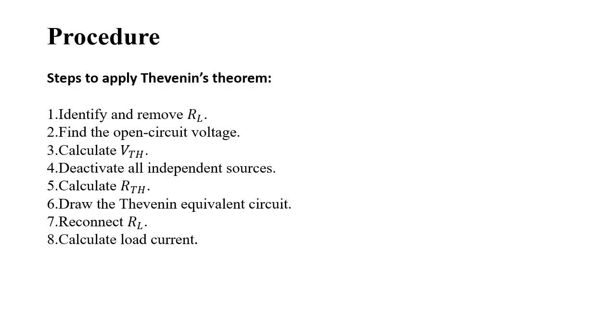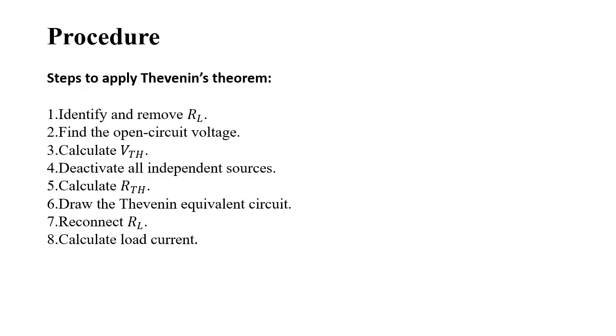Next, we have to reconnect the load resistance. First, we removed the load resistance, right? So after drawing the Thevenin's equivalent circuit, we have to reconnect this load resistance. After doing this, we can calculate the load current across the load resistance RL. For the calculation of the load current, we have one formula: load current IL is equal to Thevenin's voltage divided by load resistance plus Thevenin's resistance.